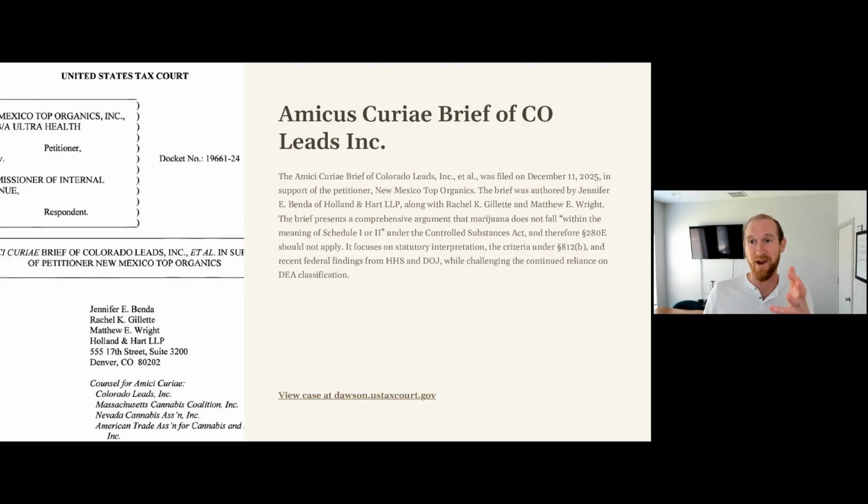So they wrote an amicus curiae, which is not a suit. It's just in support of New Mexico Top Organics. And look at the companies that are on here. So Colorado Leads. Jennifer Benda and team were representing Colorado Leads et al. And et al. means Massachusetts Cannabis Coalition, Inc., Nevada Cannabis Association, Inc., and the American Trade Association for Cannabis and something, Inc. And again, you can find this on dawson.ustaxcourt.gov.